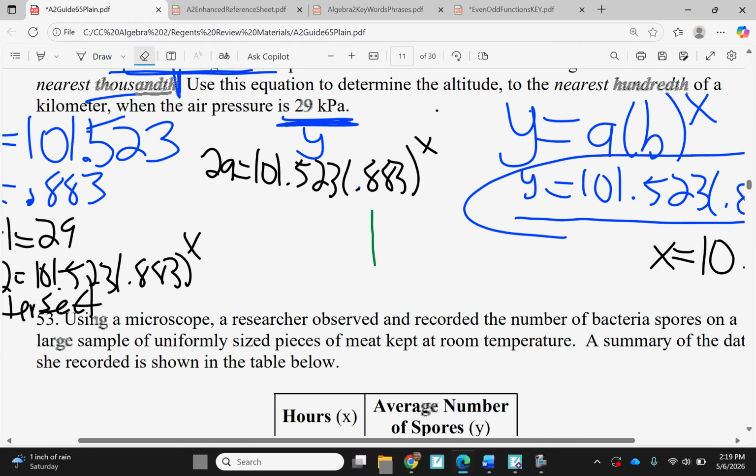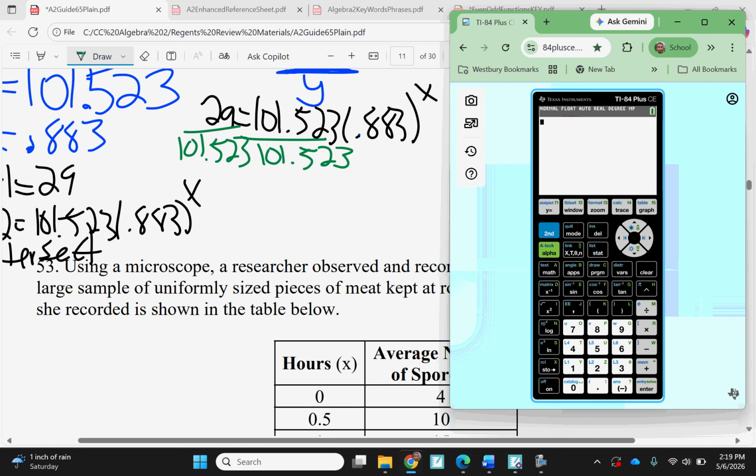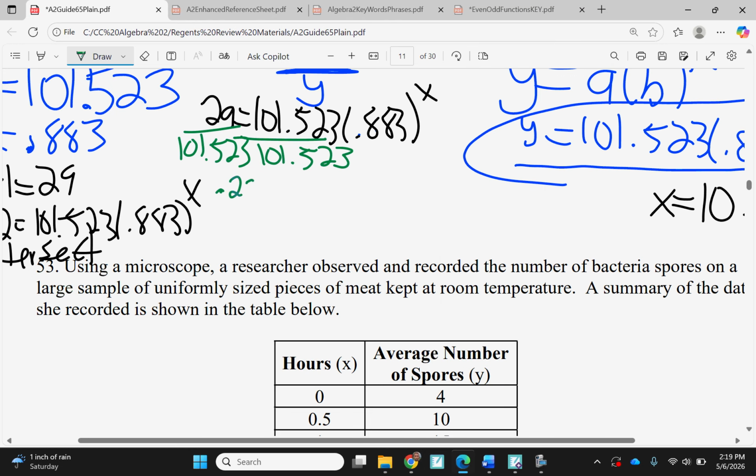So to solve it algebraically using logs, I'm going to isolate the base. So I'm going to divide by 101.523. We have 29 divided by 101.523, which is 0.28 dot dot dot, equals 0.883 to the power of x.